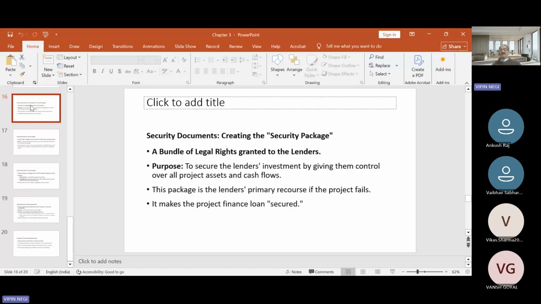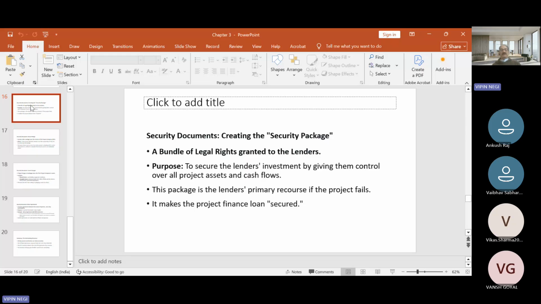The security documents generally involved in infrastructure projects. What are some examples of security documents? The first one is toll receipts under TRA or escrow mechanism. Then the second one is rights of substitution, under which the lenders can replace the developers subject to the provision of the concession agreement.